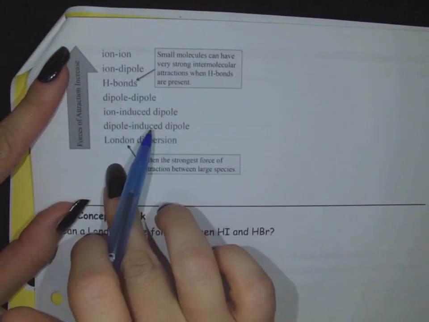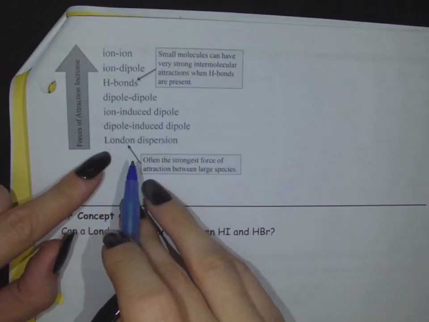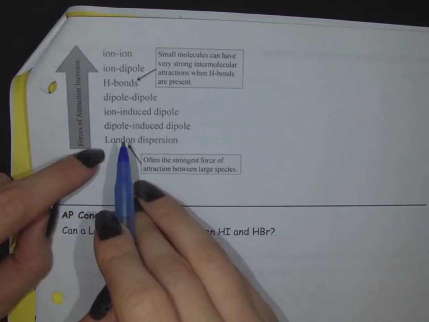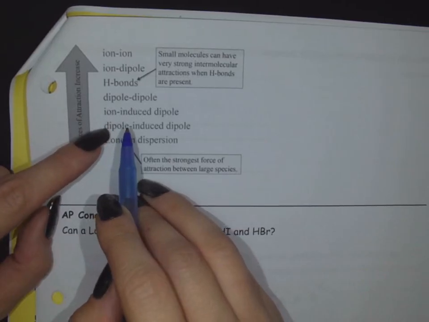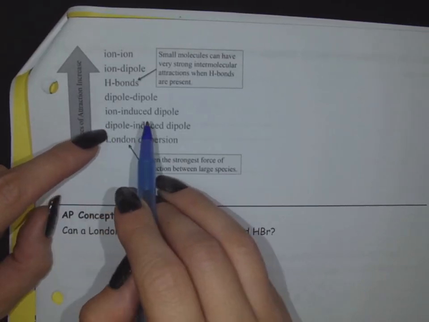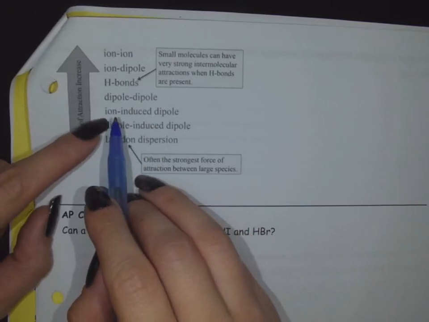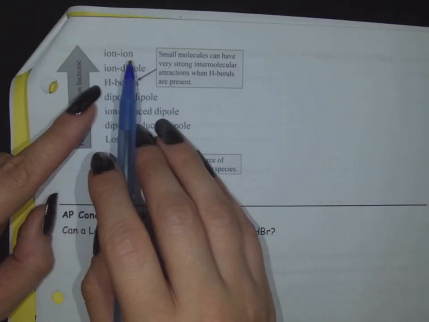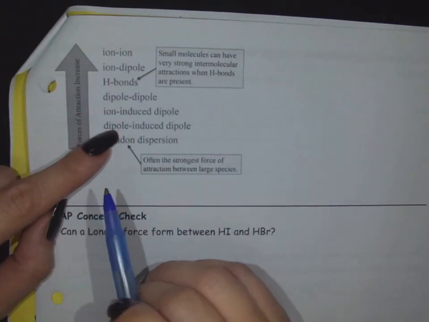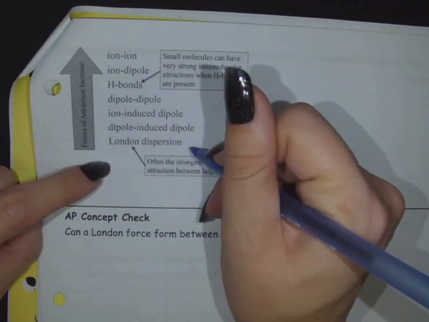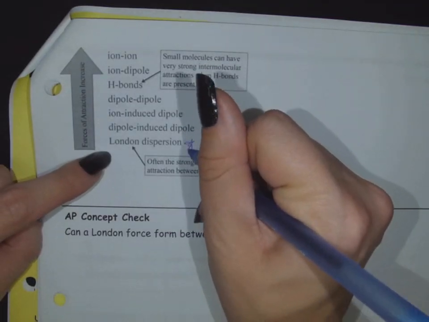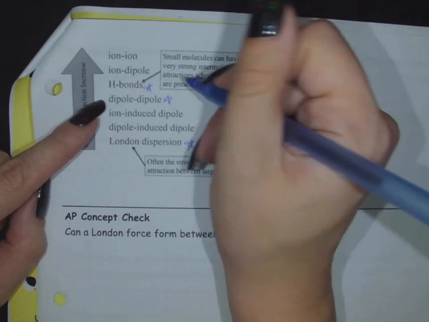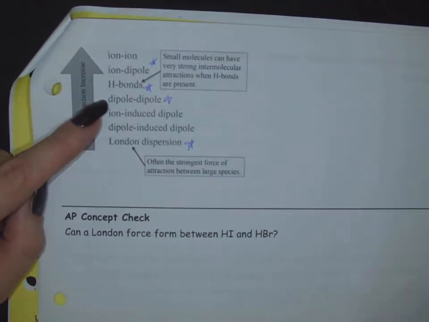This is in general. In general, London dispersions are the weakest, and then it's dipole, induced dipole, ion induced dipole, dipole dipole, hydrogen bonding, ion dipole, ion ion. Now, our main ones, the ones that I think you're going to see most often, are London dispersion, dipole dipole, hydrogen bonding, and probably ion dipole.